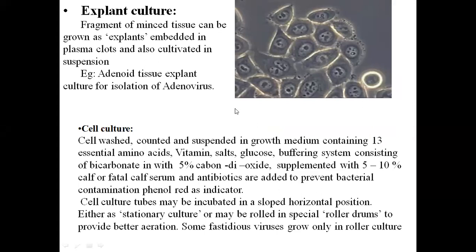The third one, cell culture. Here, the cell will be washed, counted, and suspended in growth medium. That growth medium will be supplemented with the 13 essential amino acids, vitamins, salts, glucose, the buffering system like bicarbonate with 5% carbon dioxide, along with 5 to 10% calf serum, and some antibiotics are added to prevent bacterial contamination, and along with that phenol red as an indicator.